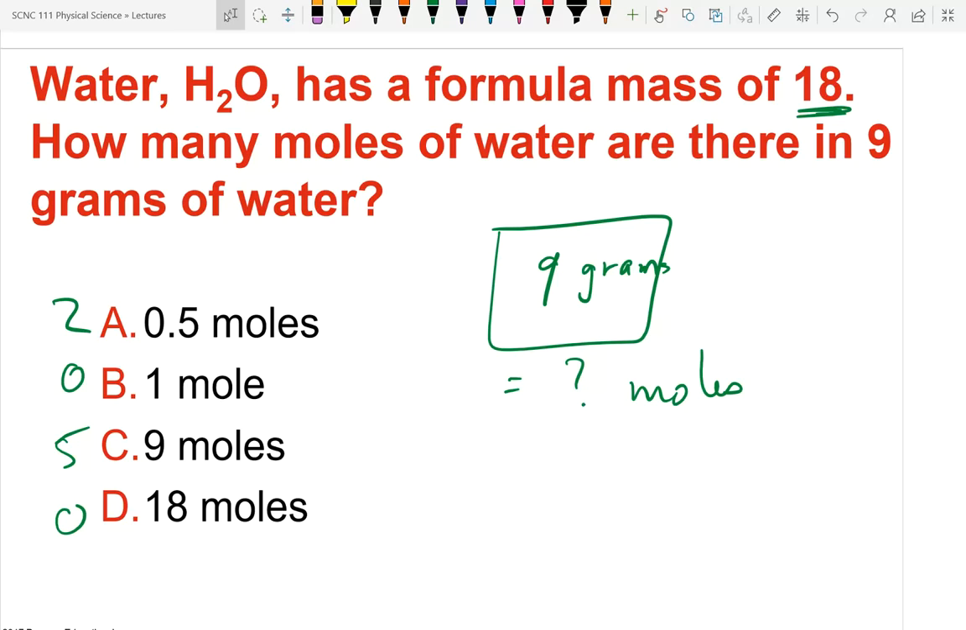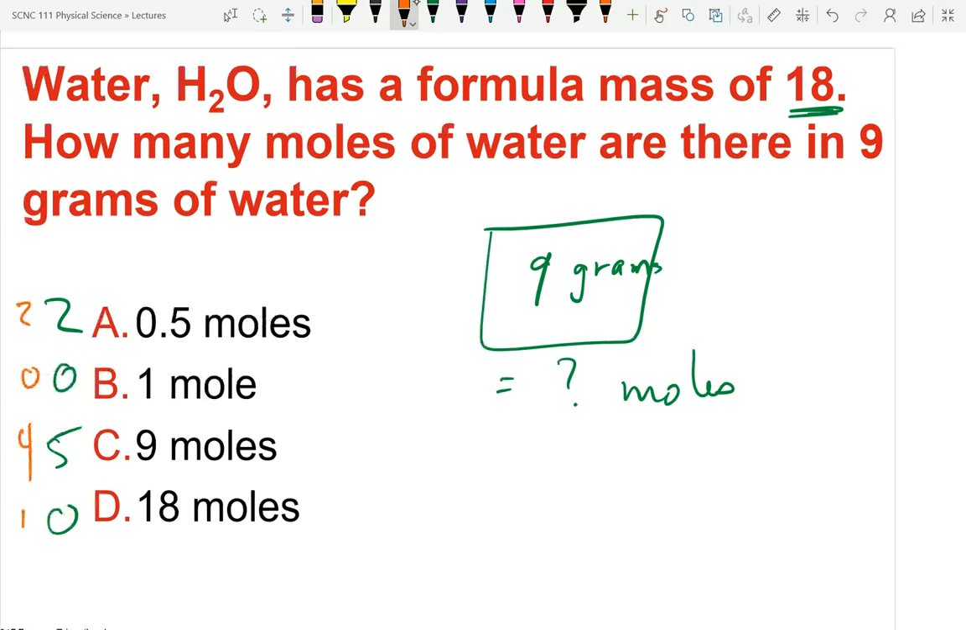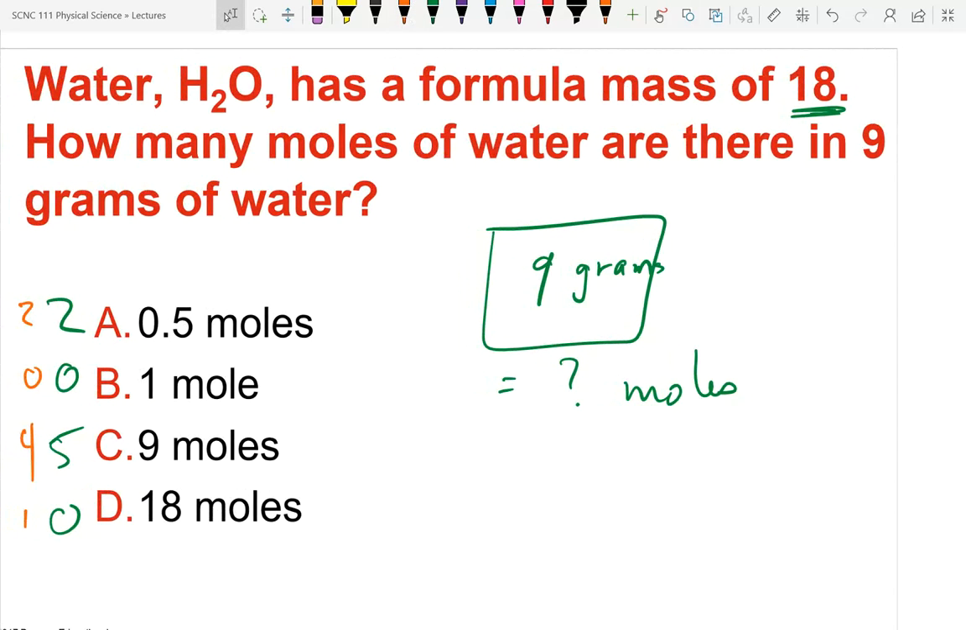So after repolling, we had 2, 0, 4, and 1. So very little change. So it's very good that we have this, because the correct answer is not the majority answer here. So let's talk about what the mole is again. What is a mole?